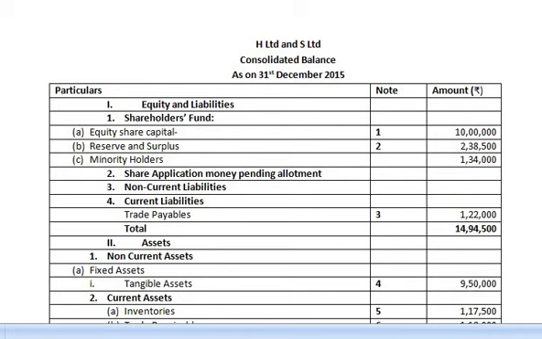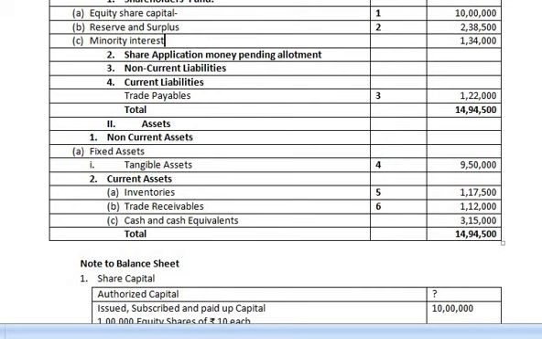So equity share capital is 10 lakhs, then reserve and surplus from note number 2, 2 lakhs 38,500. Minority interest is taken from control chart A, which will be 1 lakh 34,000. Then the current liabilities, that is trade payable, from note to the balance sheet number 3, 1 lakh 22,000. So the total will be 14 lakhs 94,500. Then for tangible assets, note number 4, we will have 9 lakh 20,000. Then inventories 1 lakh 17,500. Trade receivable 1 lakh 12,000. Cash and cash equivalent 3 lakhs 6,000. So the total will be 14 lakhs 94,500.